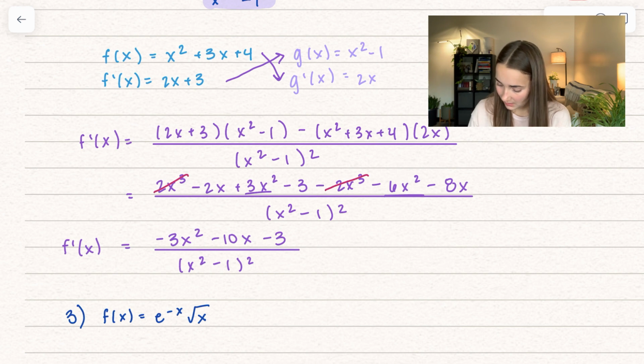So notice right here, I did have to distribute this minus sign. So all three of these became minuses. Make sure we don't forget to distribute the minus sign because that always makes a big difference.